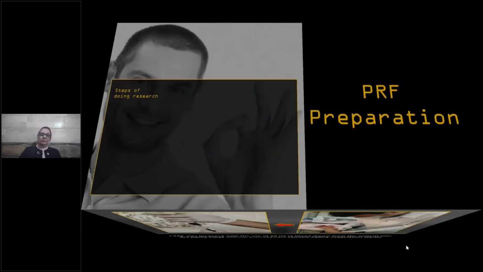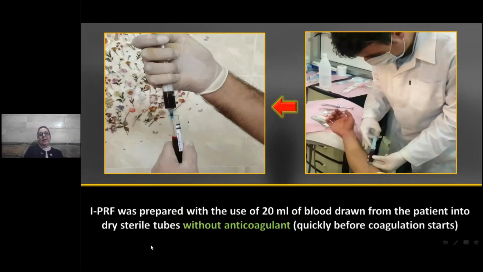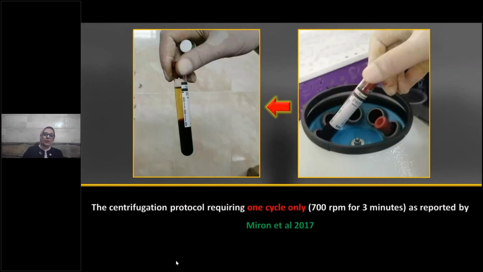PRF preparation. It was prepared with the use of 20 milliliters of blood drawn from the patient into dry sterile tubes without anticoagulant, quickly before coagulation starts. The centrifugal protocol requires 1 cycle only, 700 rounds per minute for 3 minutes only, as reported by Miron. We will have 2 layers: red blood cells at the bottom, and above we have the platelet rich fibrin.